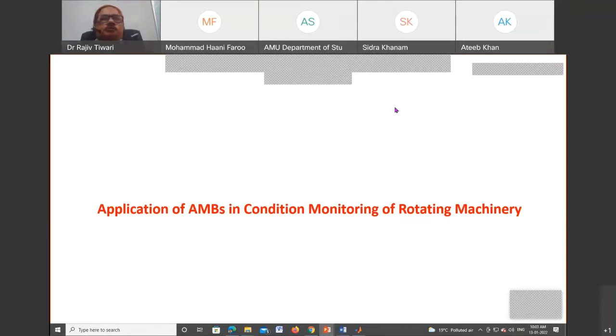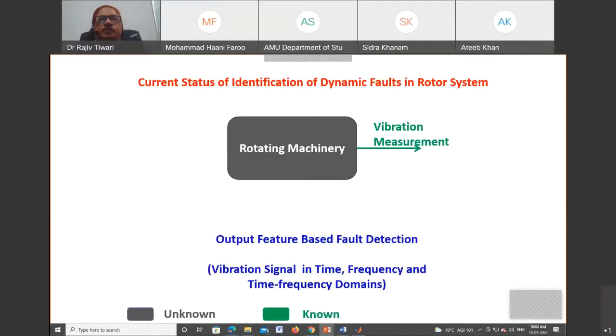Okay. So now I'll enter into how the AMB can be used in condition monitoring. Initially I will give a very abstract definition of condition monitoring, and then how AMB can help us in this.